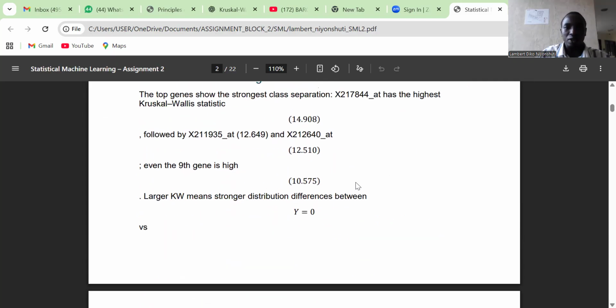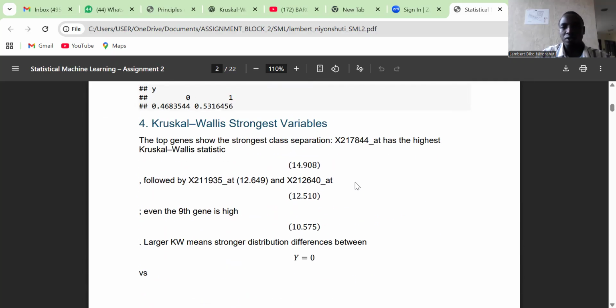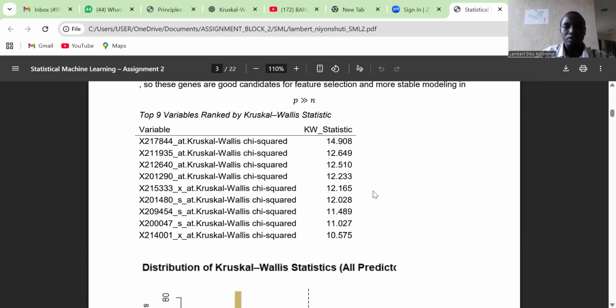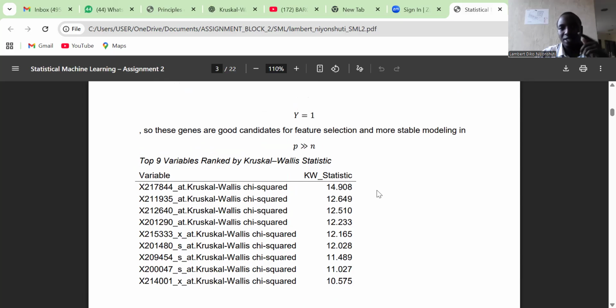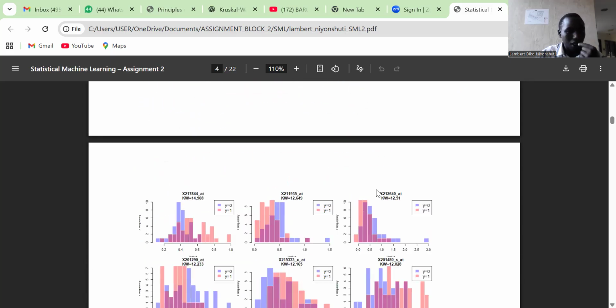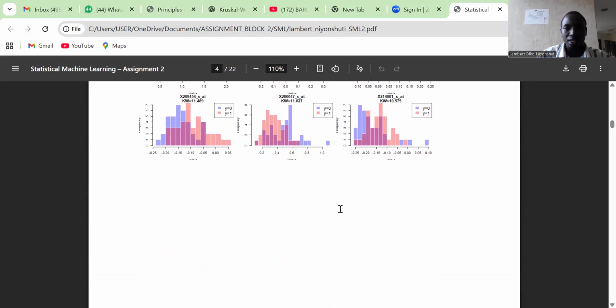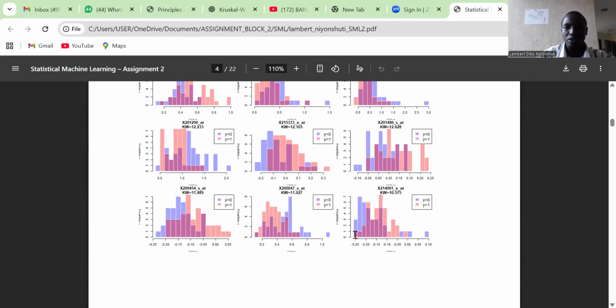Apart from that, I looked at the strongest variables using statistics. I put the top nine here, but there are others. As long as the statistic is big, that means the variable is strong and stable in modeling, but when it is small, it is a weak one. Then I looked at the distribution of the top nine. Some of them are skewed on the left, and others are skewed on the right.